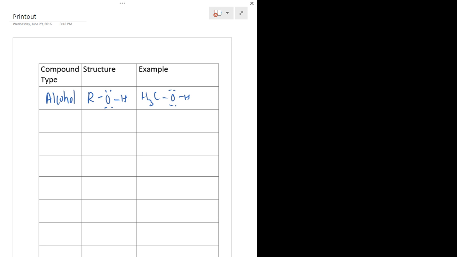The second compound I'm going to be talking about is an alkyl halide. And an alkyl halide is just an R group attached to a halogen. So X stands for halogen. And an example of an alkyl halide is going to be an alkyl chloride.